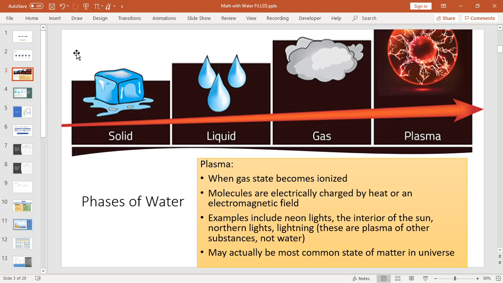Water phases, so there's three that we know: solid, liquid, gas, we talk about all the time. In solid form, water can be called ice. In liquid form, it's called water. And in gas, it can be vapor or steam.